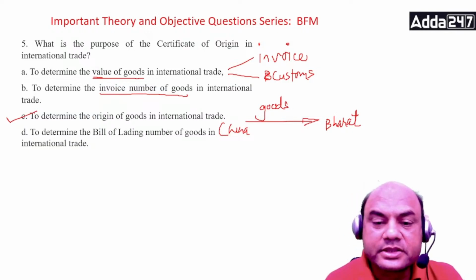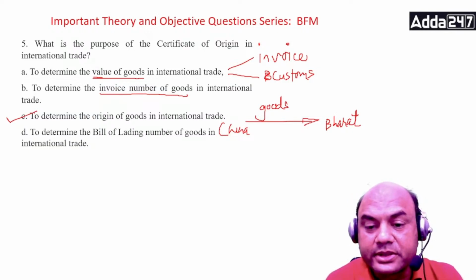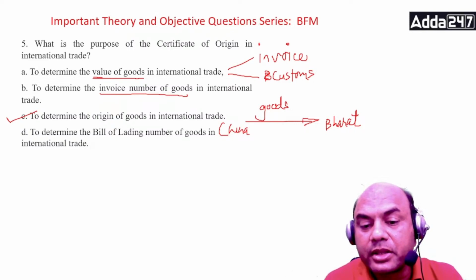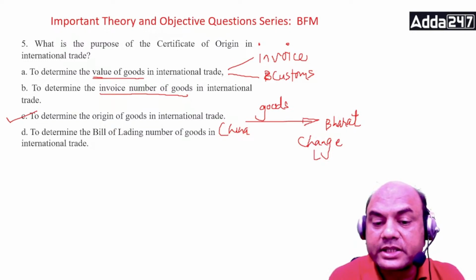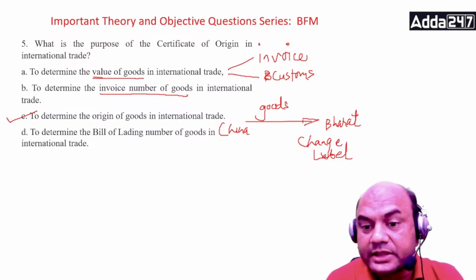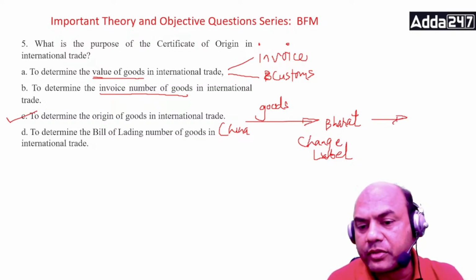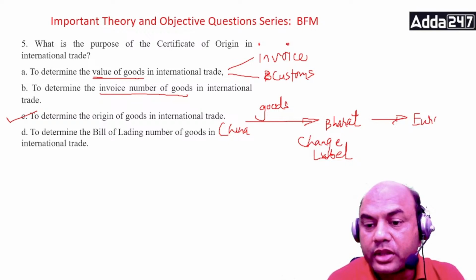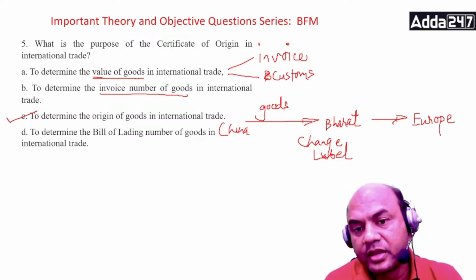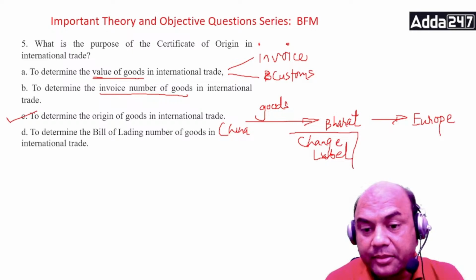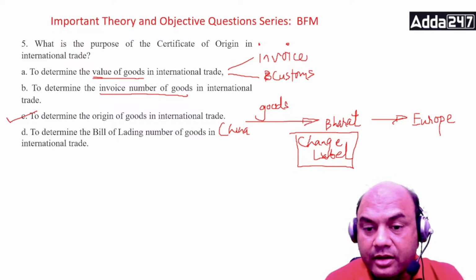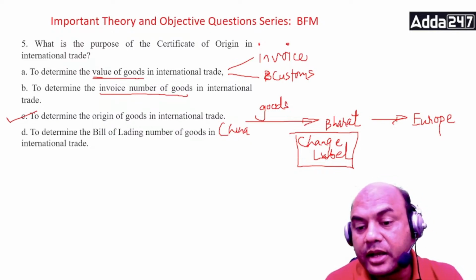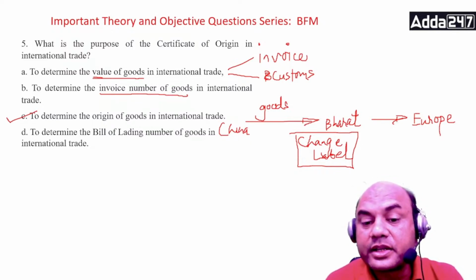Now what happens? Once the goods are brought, this person will change the label. He changes the label and makes it 'Made in India', and then sells it to some other country, Europe or anyone. Now, ethically, is this correct? Is it ethically correct that I sell goods manufactured in some other country, change the label to made in India and then sell it? So ethically it is wrong.